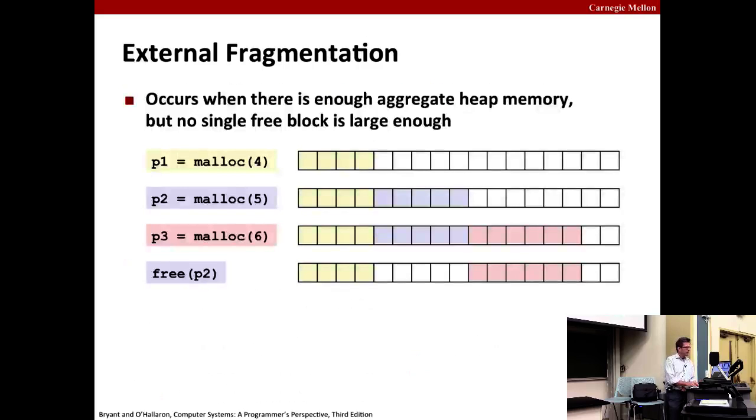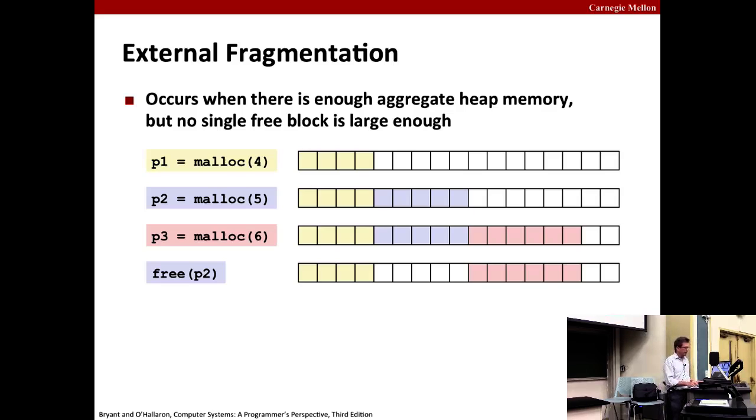There's another form of fragmentation called external fragmentation, which is a little more difficult to deal with. External fragmentation occurs when there's enough memory in the heap, but there's no single free block that can satisfy a particular request. So it occurs when the application makes a request for a block, but nowhere in the heap is there a free block that's large enough to satisfy that request.